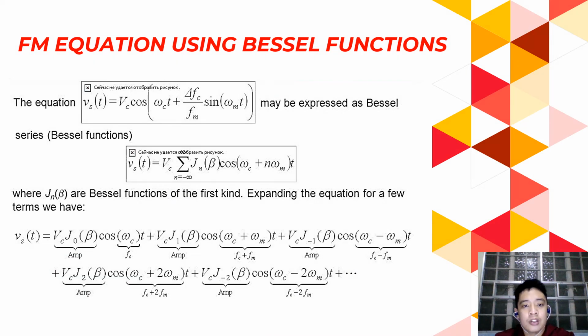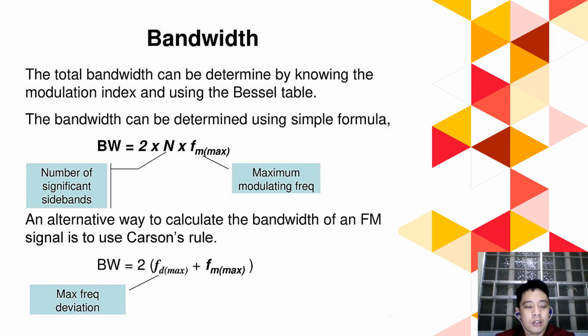So this is the formula for the FM equation using the Bessel function. So the equation Vs equals Vc cos may be expressed as the Bessel function. So this is the formula for the Bessel function, and the last part is the simplified equation. So next is bandwidth.